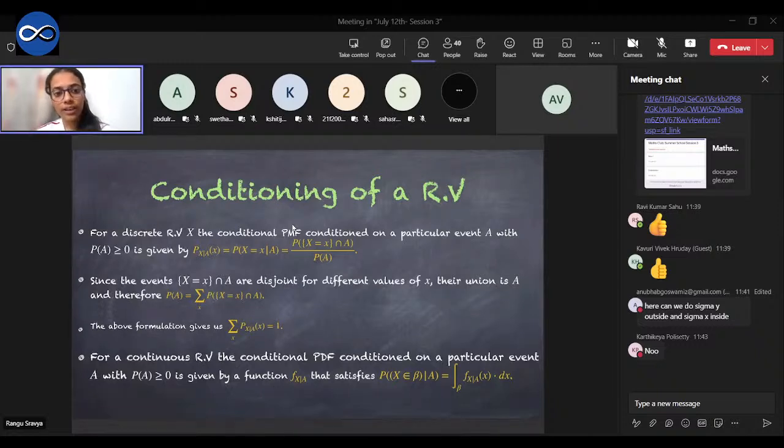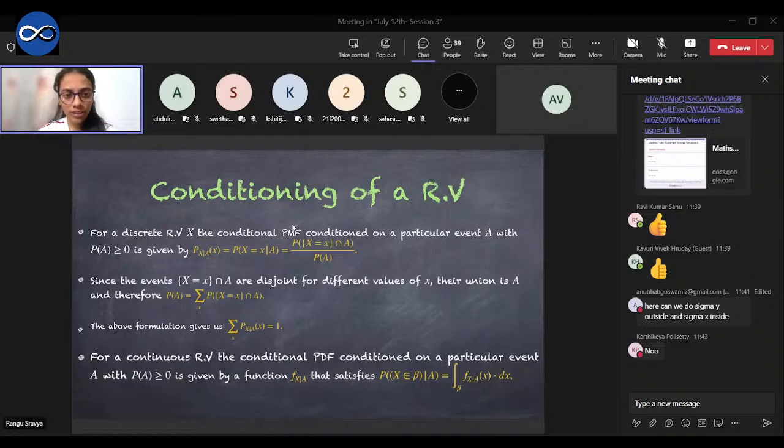Since the events X equal to x intersection A are disjoint for different values of x, and their union is A, therefore P of A is equal to the sum over x of P of X equal to x intersection A. So if we take the different events X equal to x intersection A, adding all those will cover the entire A.